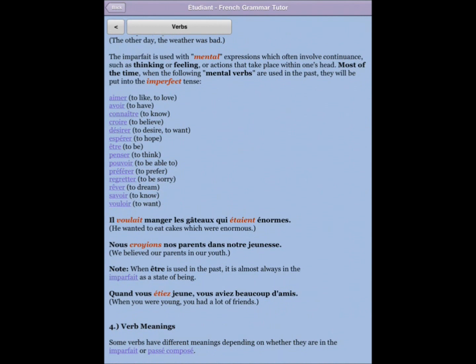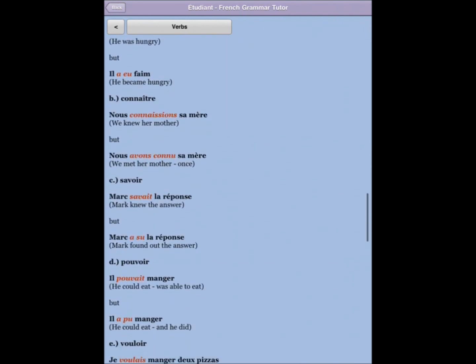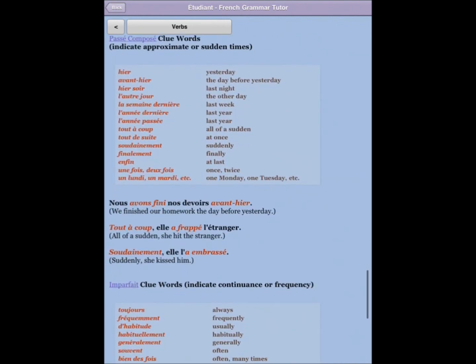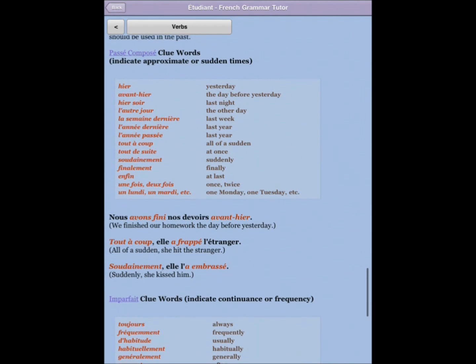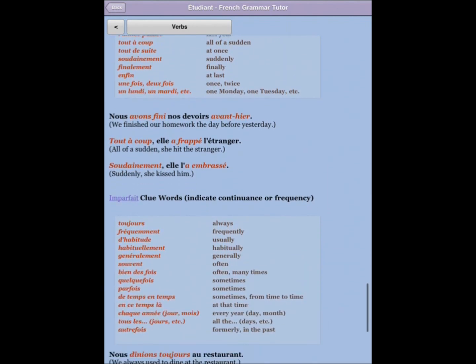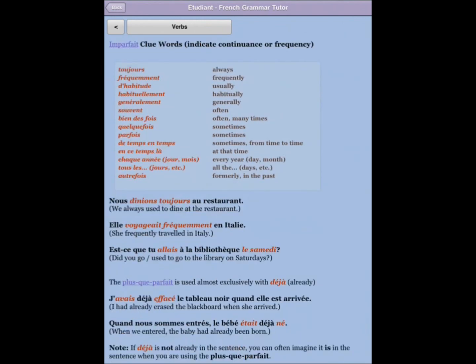The following verbs here, mental expressions, are often used in the imparfait. There are also some clue words for the passé composé that indicate approximate or sudden times. There are some clue words for the imparfait that indicate continuance or frequency.